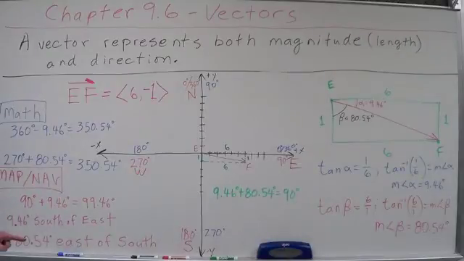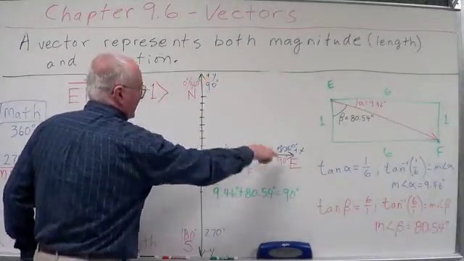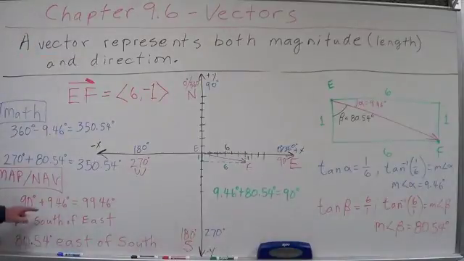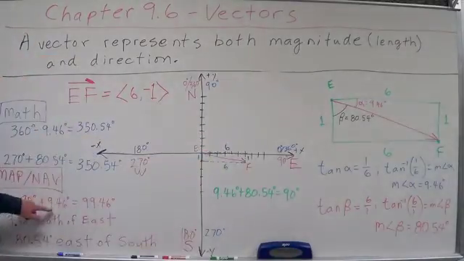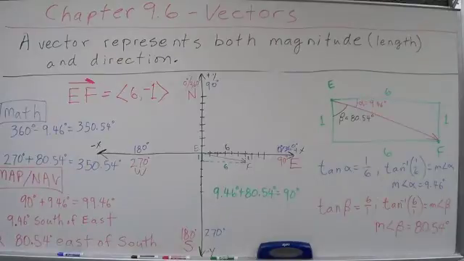So, map degrees: we notice that positive x is 90 degrees because we start at positive y, come down, positive x is at 90 degrees, and we go clockwise. So we would add 9.46 degrees to 90, and we would come up with a heading, an azimuth, or a bearing of 99.46. Navigational heading.